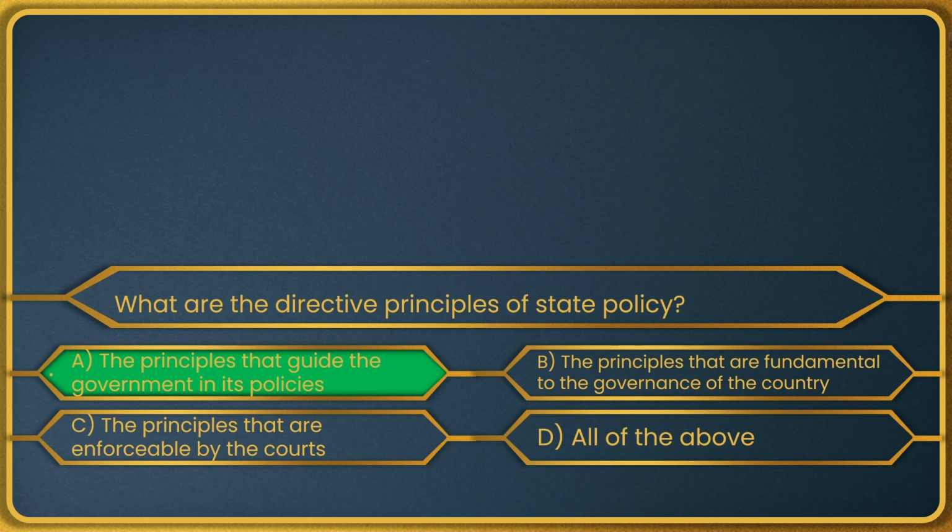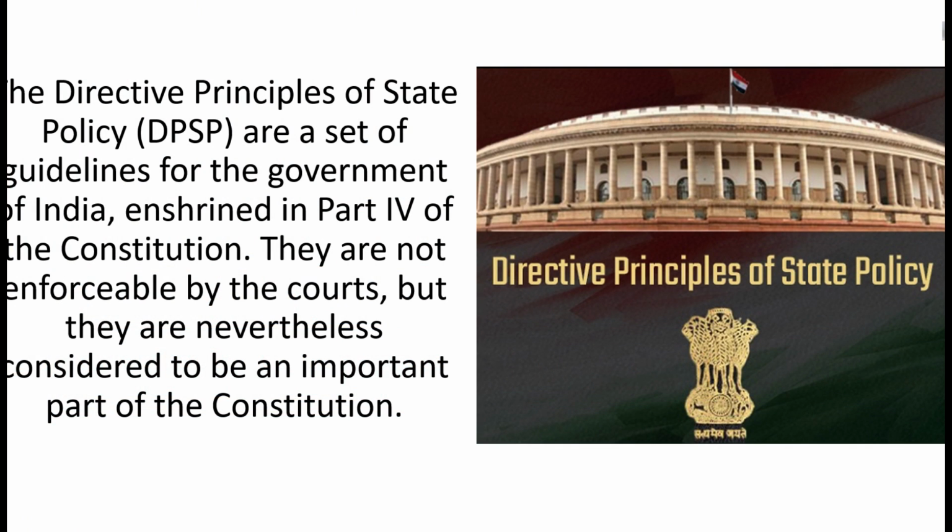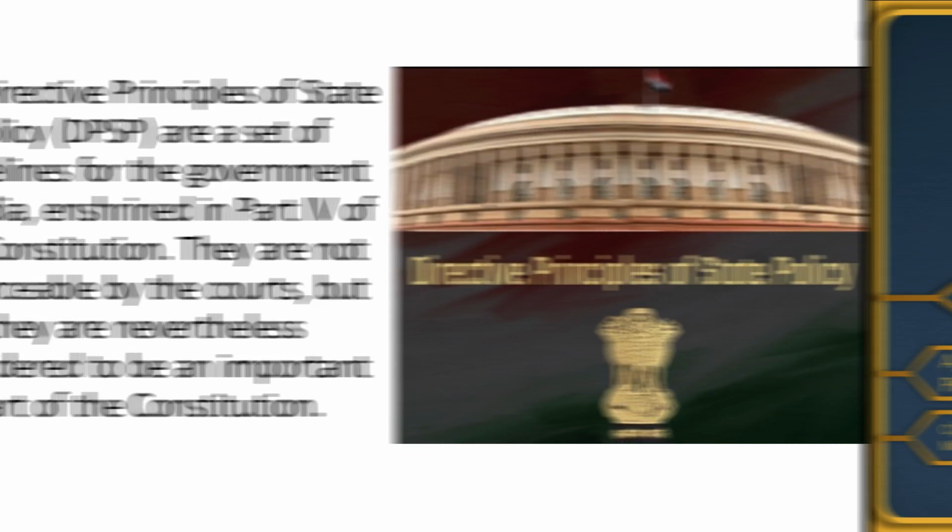Answer. Option A. The principles that guide the government in its policies. The Directive Principles of State Policy, DPSP, are a set of guidelines for the Government of India, enshrined in Part 4 of the Constitution. They are not enforceable by the courts, but they are nevertheless considered to be an important part of the Constitution.